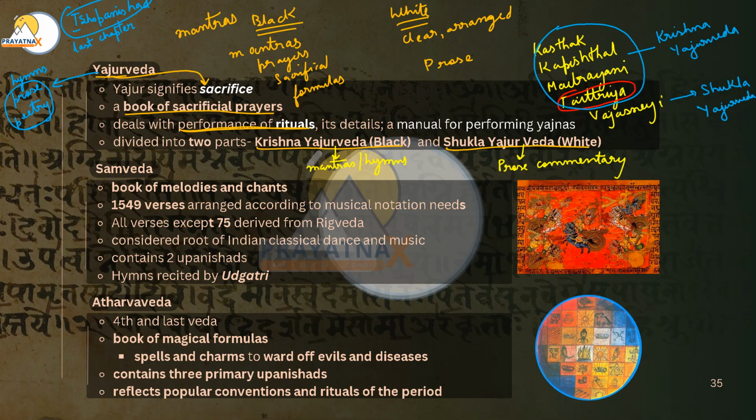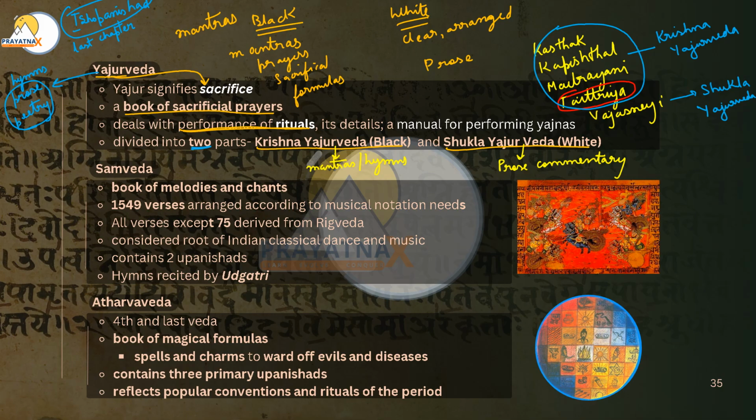So, summarizing, Yajurveda is nothing but a collection of sacrificial prayers or hymns. The term itself signifies sacrifice. Now, it contains details about the performance of yajanas. It is classified into two parts, the Krishna Yajurveda, also called black, and Shukla Yajurveda, termed as white. Krishna Yajurveda contains mantras or hymns, whereas Shukla Yajurveda contains prose or commentaries about it.